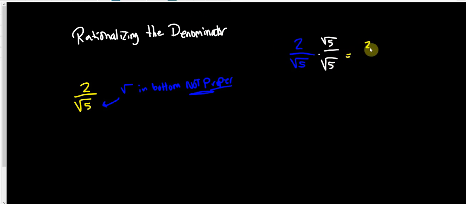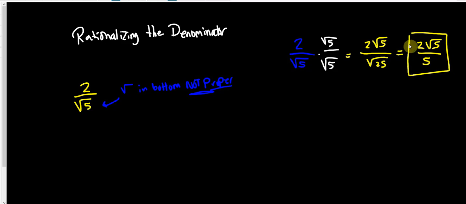And so on top I have 2 square root of 5. What happens on the bottom is I have, oh, that's the square root of 25, which I know is just 5. So 2 square root of 5 over 5. So I have rationalized the denominator. I no longer have a radical in the denominator. I got rid of the square root in the bottom. Okay, so it's not proper to have those in the bottom. So I could do this.